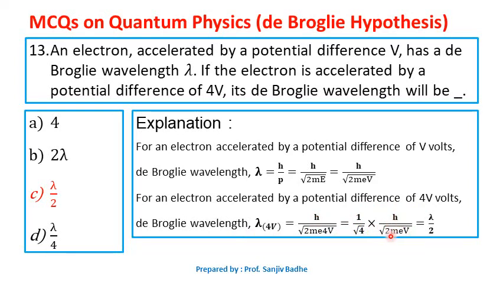This h upon square root of 2 meV is nothing but lambda, and square root of 4 is 2, and therefore the wavelength associated with the electron which is accelerated by potential difference of 4V is lambda by 2. So C is the correct answer here.